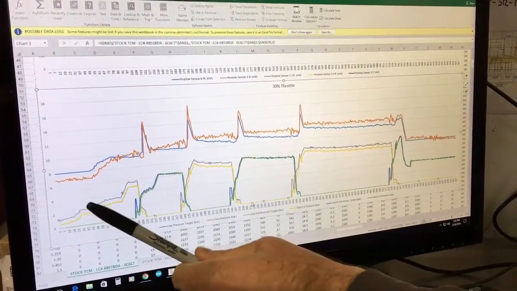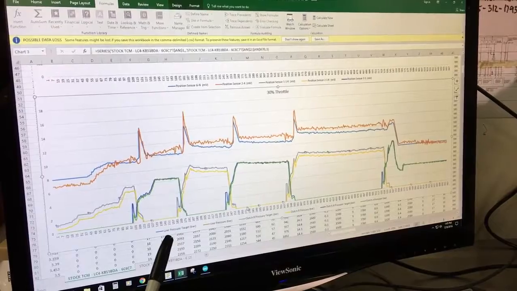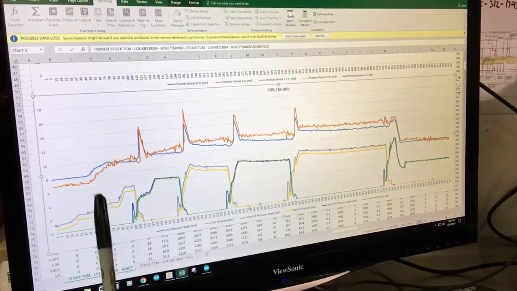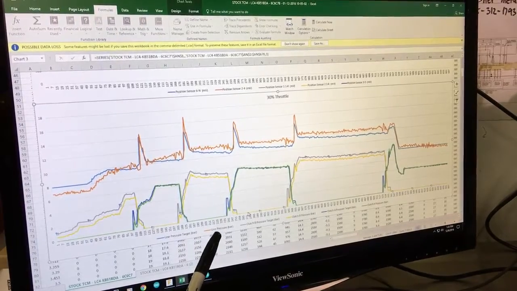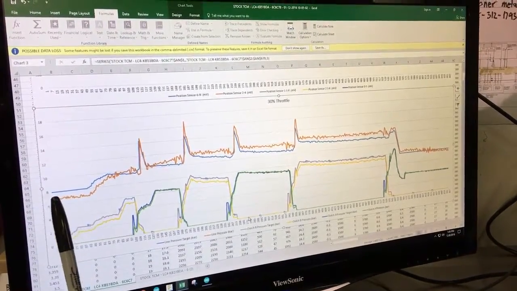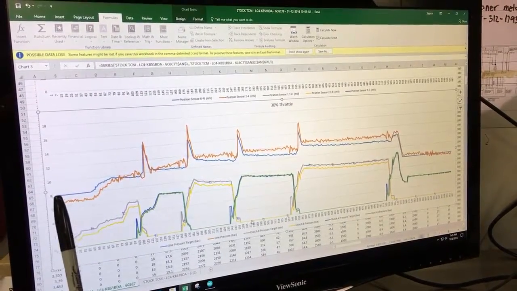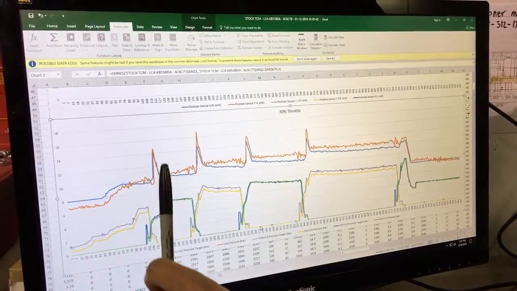Up here is line pressure, and down here are clutch pressures. So if we look down here, line pressure target is blue, so this is what the TCM is telling the trans to do, and then line pressure actual is down here just below it. As we can see, as the TCM tells the transmission via target what to do, it's following it perfectly.